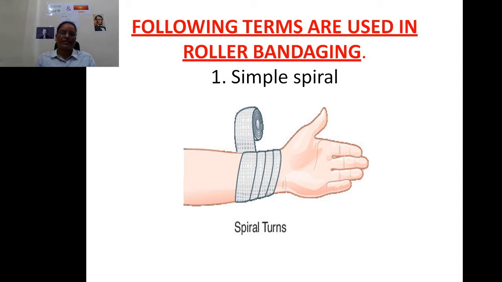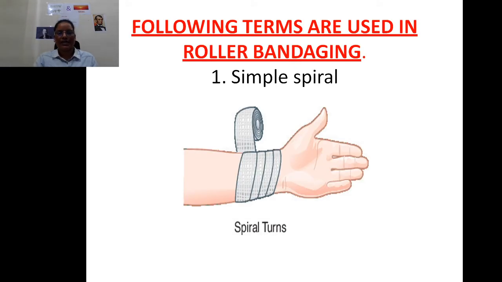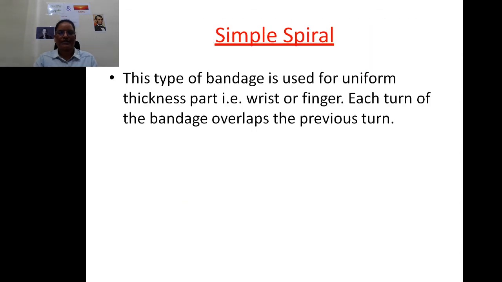First one is spiral bandage. Spiral bandage, you can clearly see in the picture. The technique by which it is applied on the patient's injured part is known as simple spiral bandage. This type of bandage is used for parts of uniform thickness, such as the wrist or finger. Each turn of the bandage overlaps the previous turn, as you can see clearly from this picture.